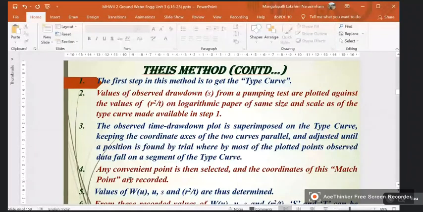So the observed time drawdown plot is superimposed on the type curve. So the next step is the superimposition of these two. But while we are doing this, we have to keep the axes of both curves parallel to each other. So the two curves are kept parallel to each other.